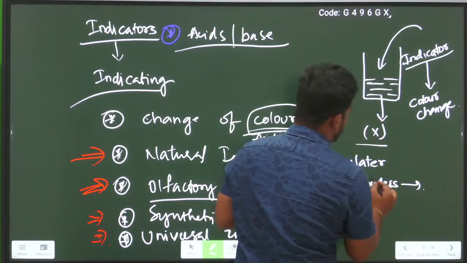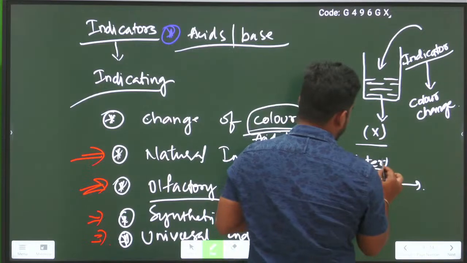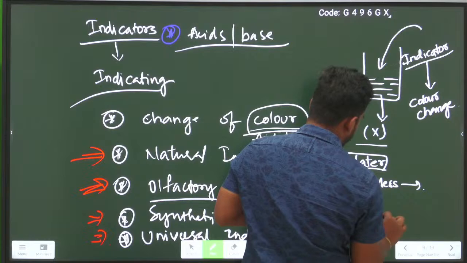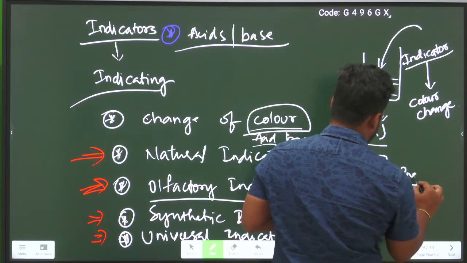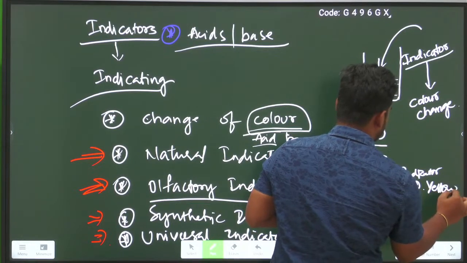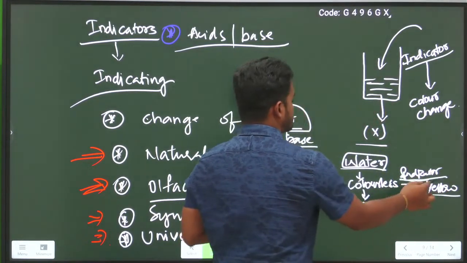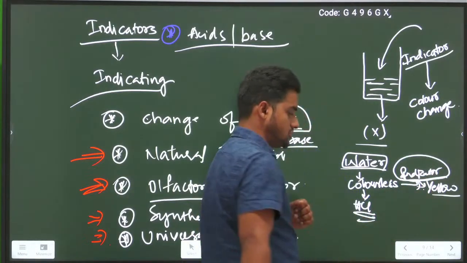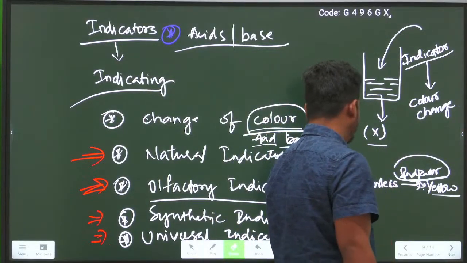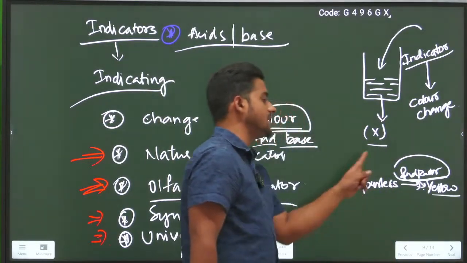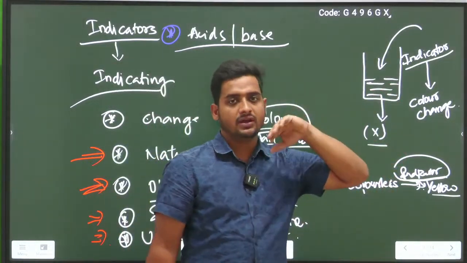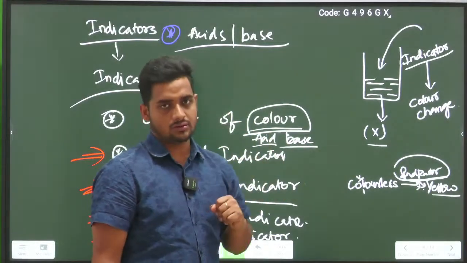These colorless compounds, like water, or take an example, HCl, are also colorless. Now when it is added with an indicator, it changes to yellow. This indicates a color change. So one most important point you have to remember is that an indicator is nothing but something that changes color. By changing its color, we can say whether it is a base or an acid.